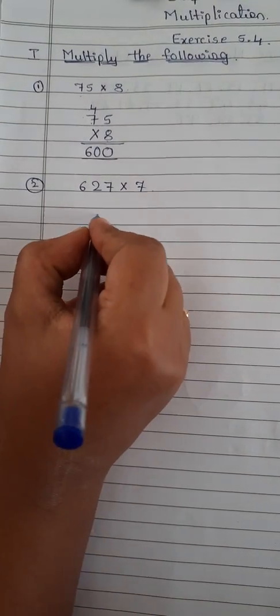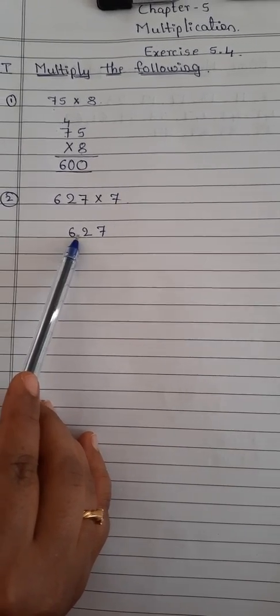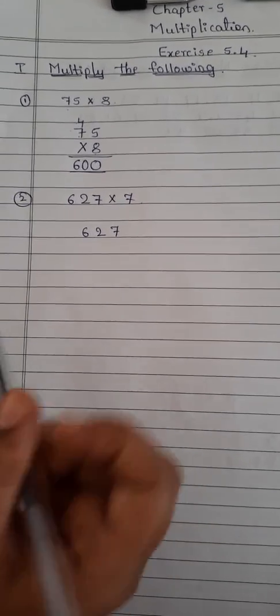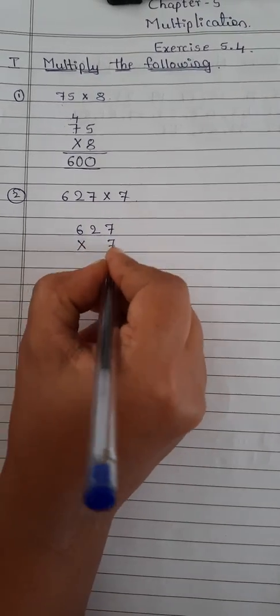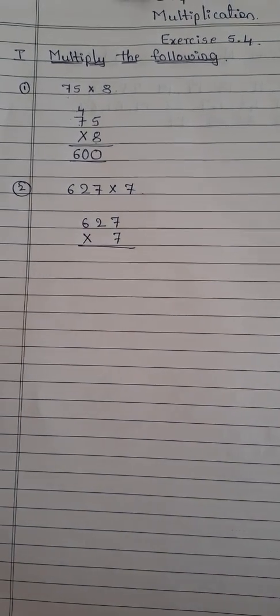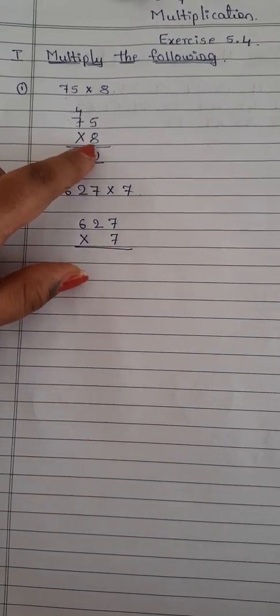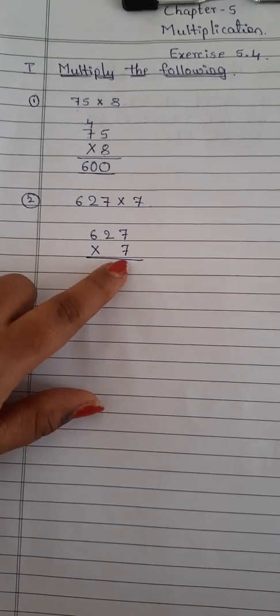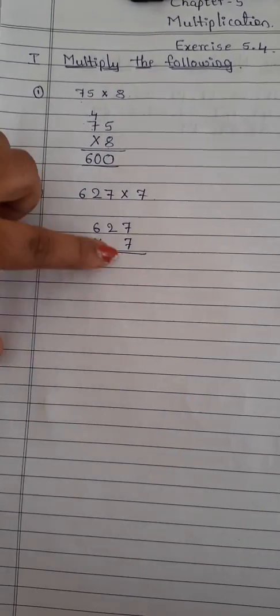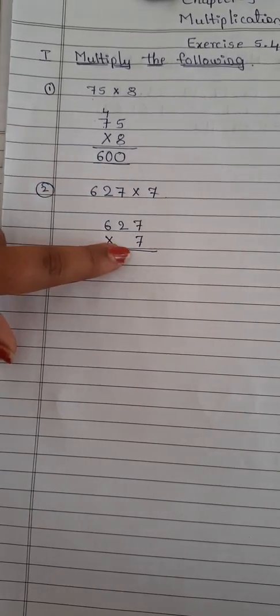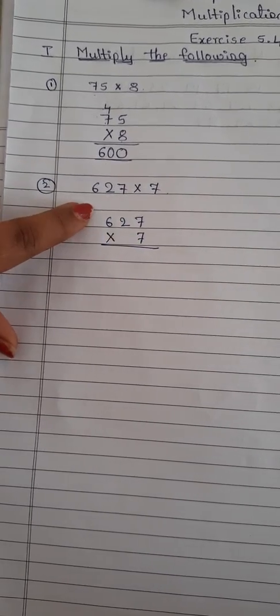Now the second question. Here I will do it. The second question is 627 into 7. How to do it? Same. Write the multiplicand first. See here, children, you have to leave some space between the two numbers, then into 7. Now which table do we have to say? 7 is there, so the 7 table. Earlier 8 was there, so we said the 8 table. So multiply one by one, with this number, this number, then the last number.